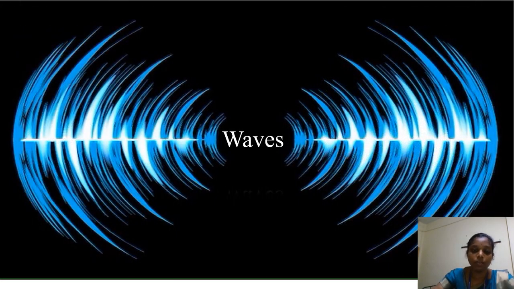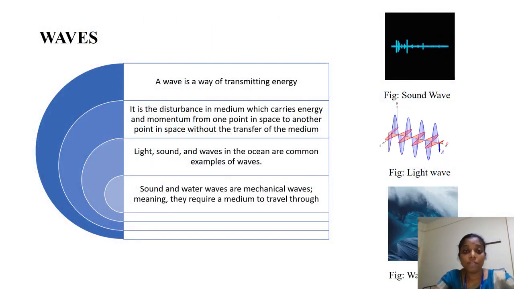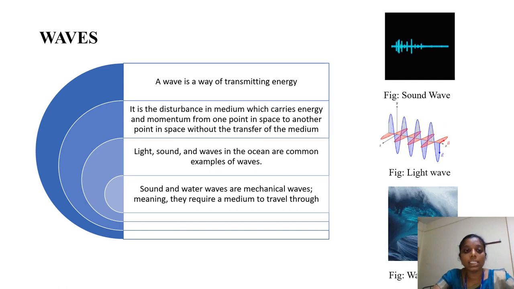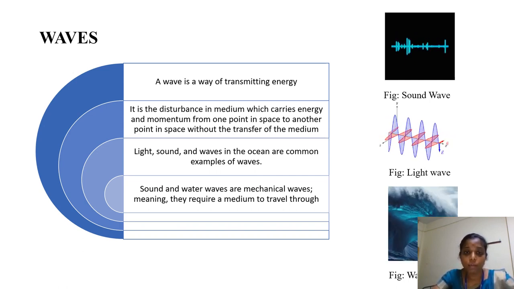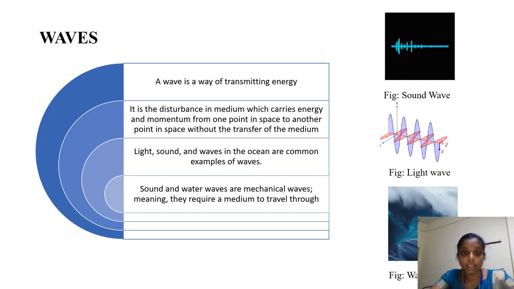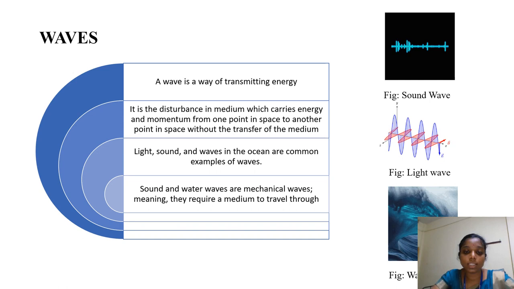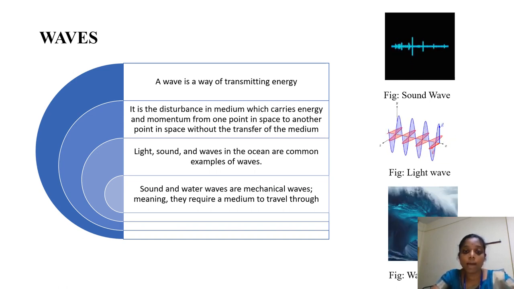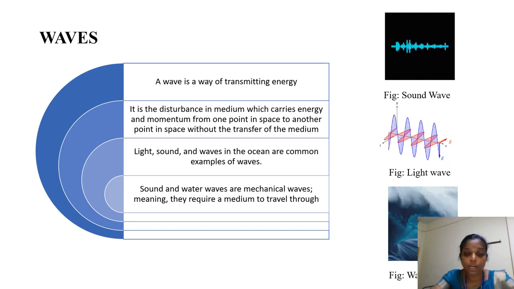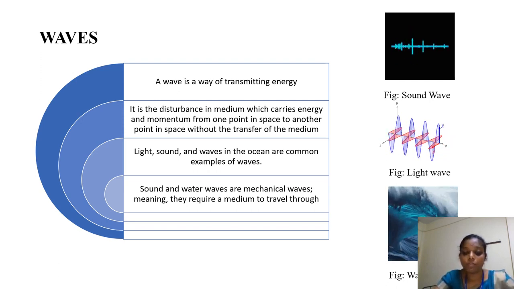Next, waves. What do you mean by waves? Wave is a way of transmitting energy. It is a disturbance in a medium which carries energy and momentum from one point in space to another, which doesn't require any transfer of medium. There are also mechanical waves, which need a medium to travel, such as sound and water waves. Light and sound are the best examples of waves.